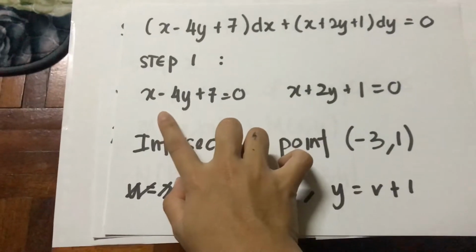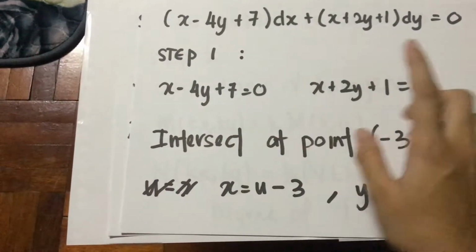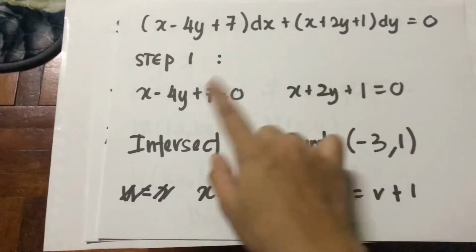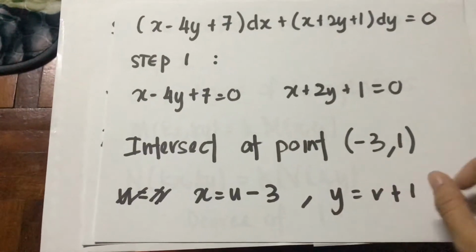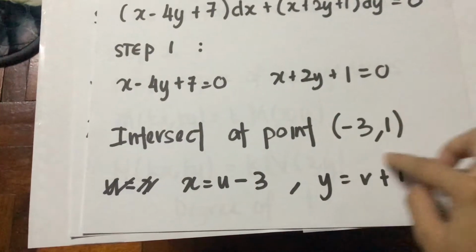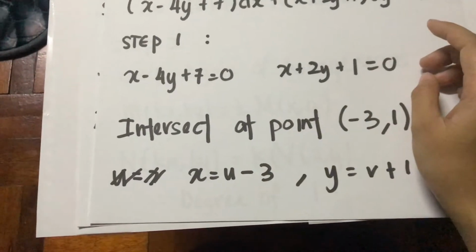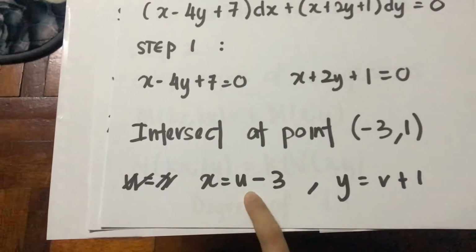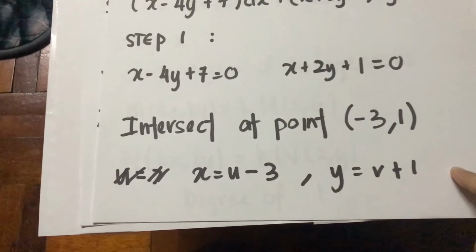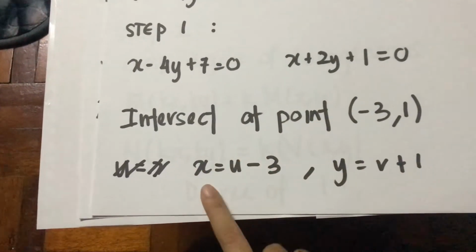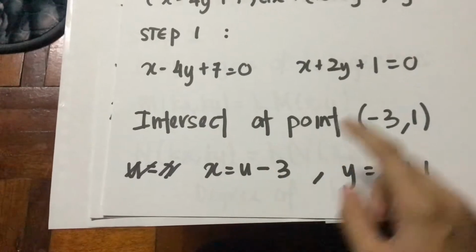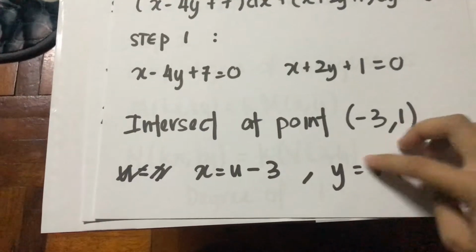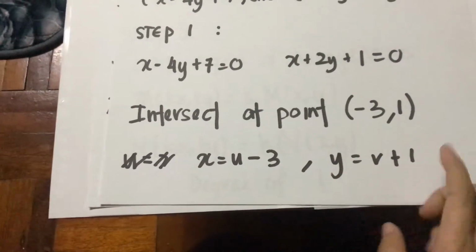We have found that these two equations intersect at the point (negative 3, 1). With this point, we can create new variables, which are x equals u minus 3 and y equals v plus 1. How can I get this? It is because x intersects at negative 3, so x equals u minus 3, and y intersects at 1, so y equals v plus 1.